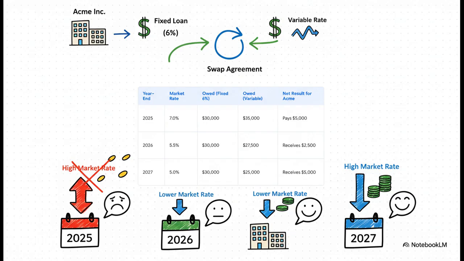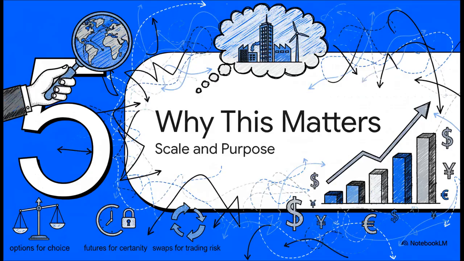In 2026 and 2027, the market rate drops below 6%. Now the swap works in their favor and they actually get cash. They traded their certainty for a bet that rates would fall, and in this case, that bet paid off. Okay, so we've seen the tools: options for choice, futures for certainty, and swaps for trading risk.